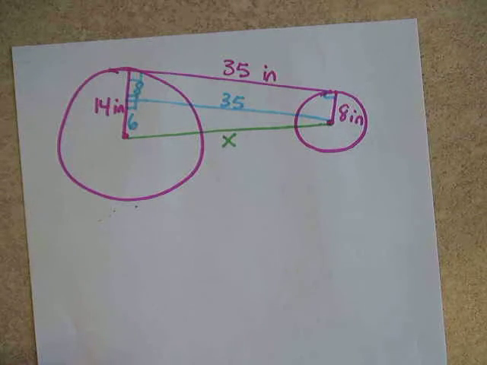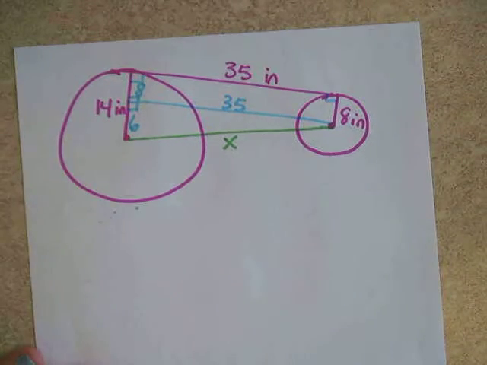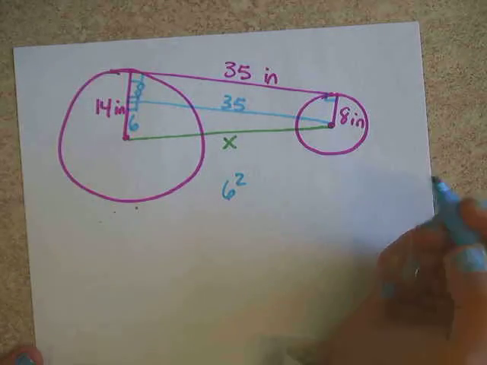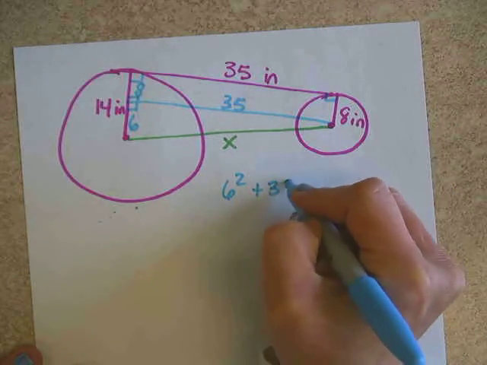And then that little top section is 8. So that's got to be 8. And then you do 14 minus 8. 14 minus 8 is 6. So there's that. And now you do the Pythagorean theorem.